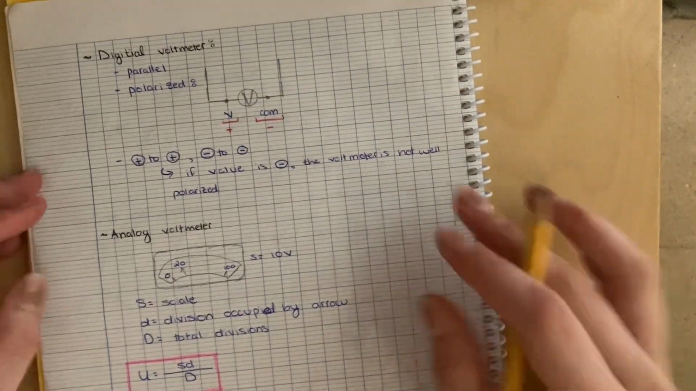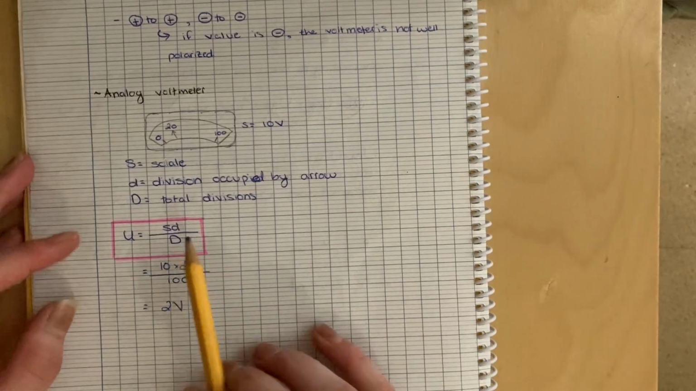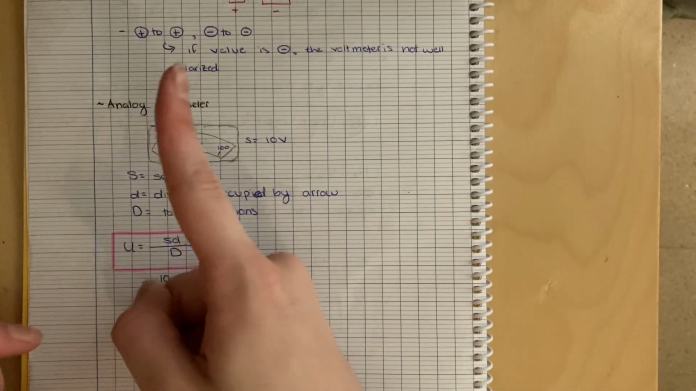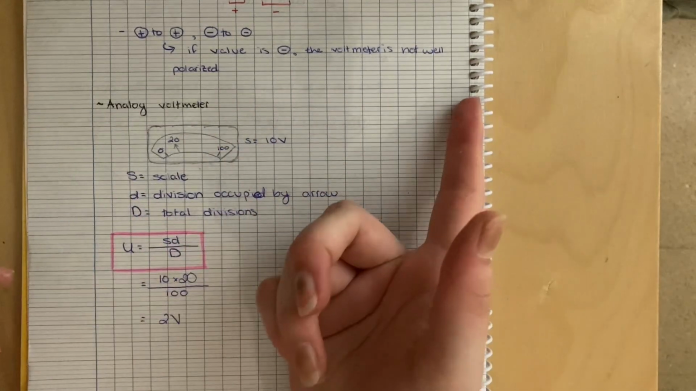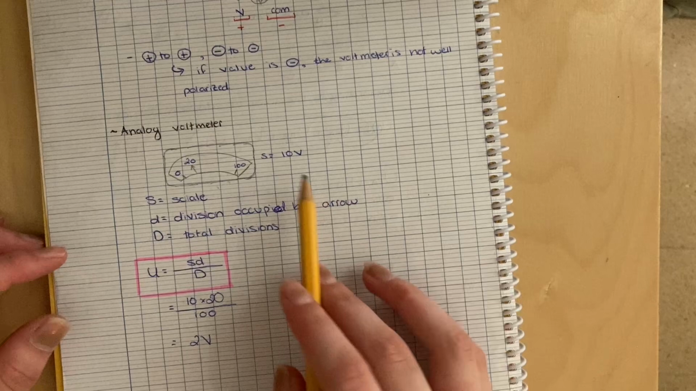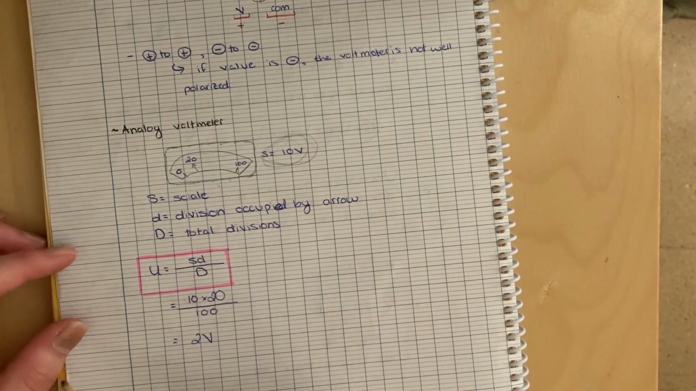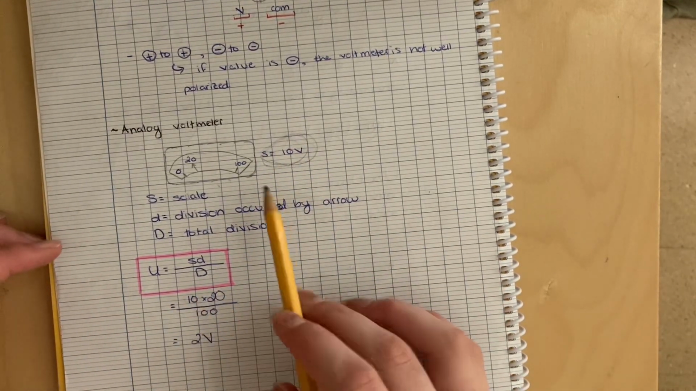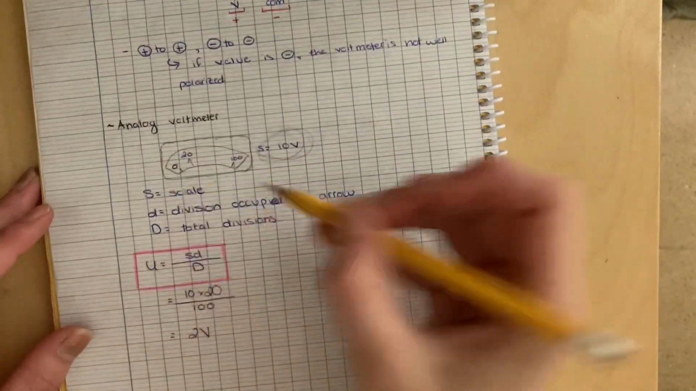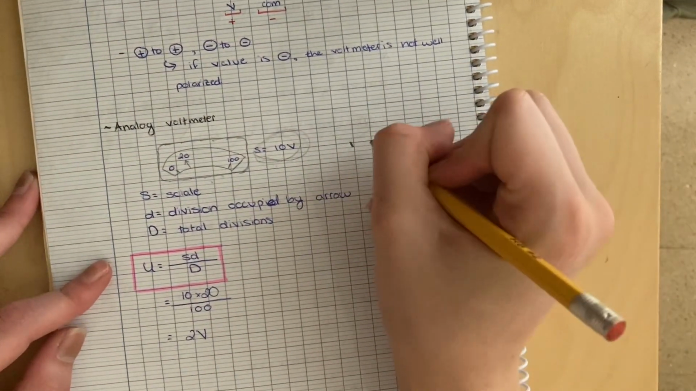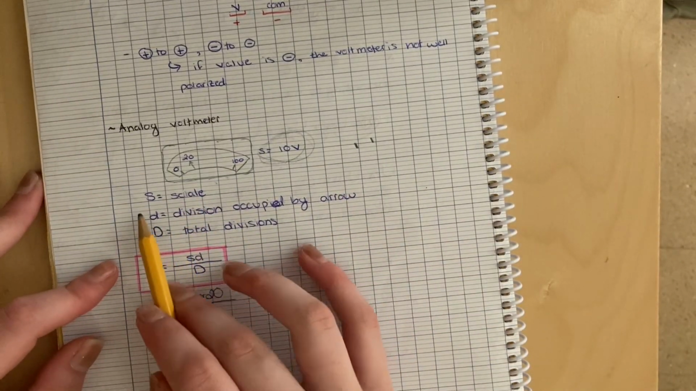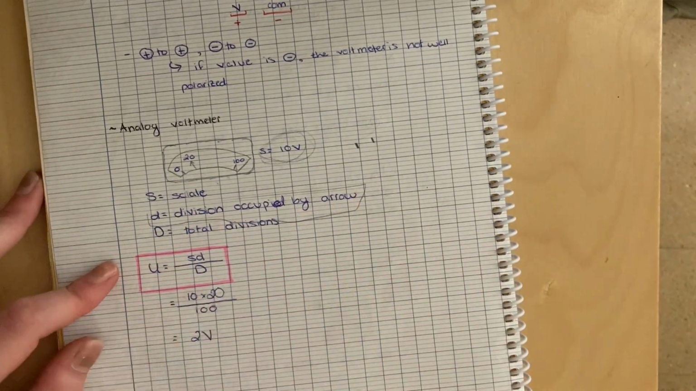That's a digital voltmeter. An analog voltmeter looks like this. It's got a little arrow that points to the divisions. So what you want to do, you pick a scale. For this one, the scale is 10 volts. So every tick is going to be 10 volts. And then you look at the division occupied by the arrow.